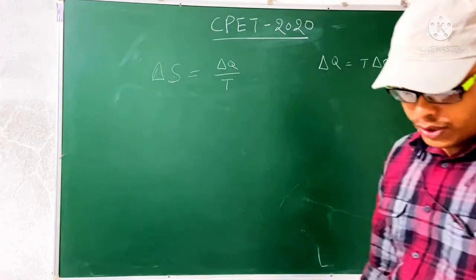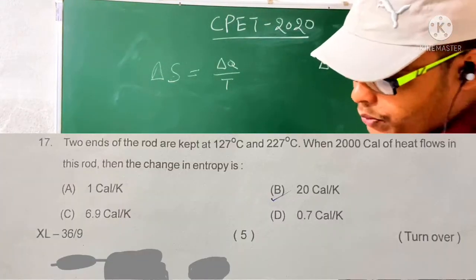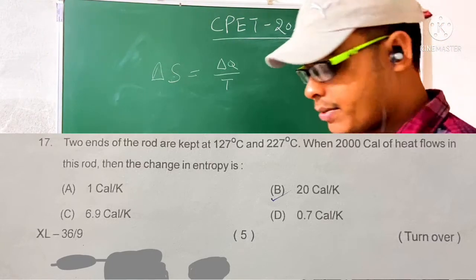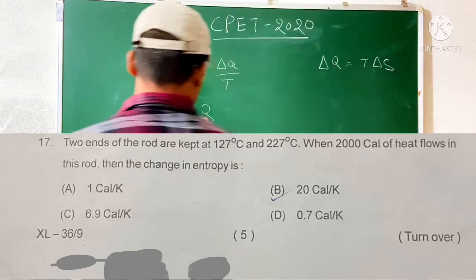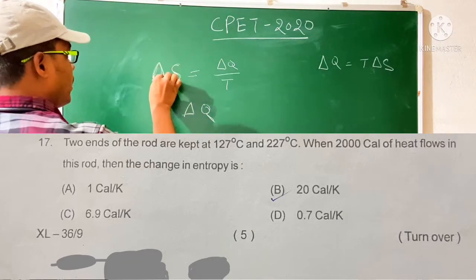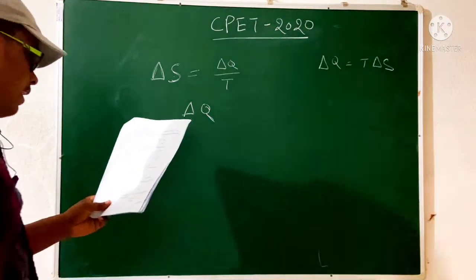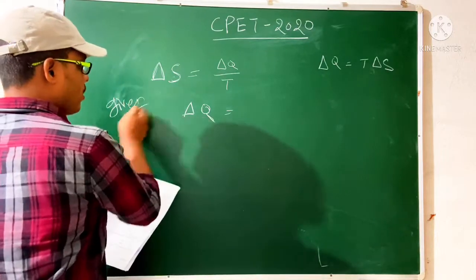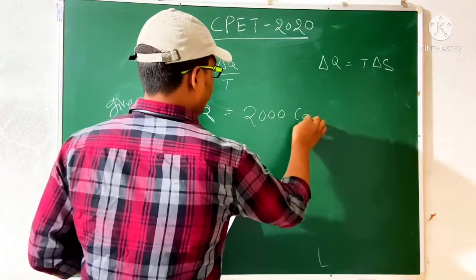Okay, so look at your question now. The temperature is kept at 127 and 227, when 2000 calories of heat flows. So here the value of delta Q is given to us. So for entropy we use its formula from the second law of thermodynamics. Delta Q is given to us: delta Q is 2000 calories, right?